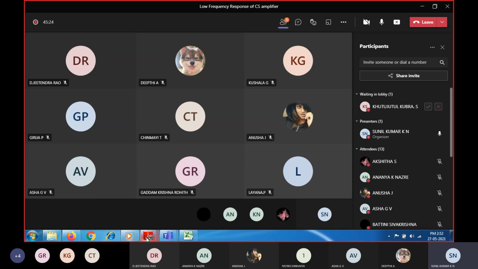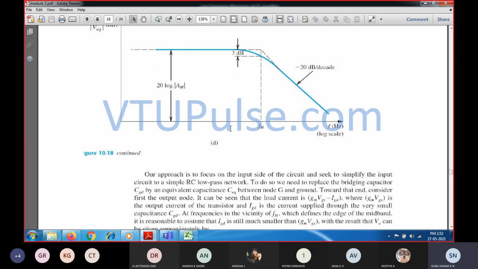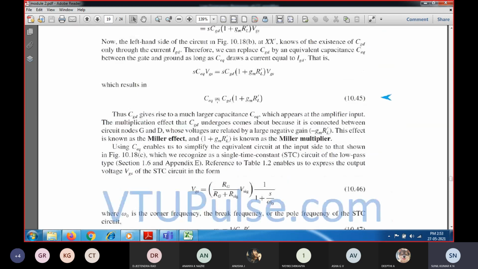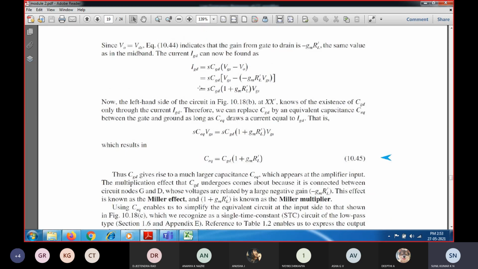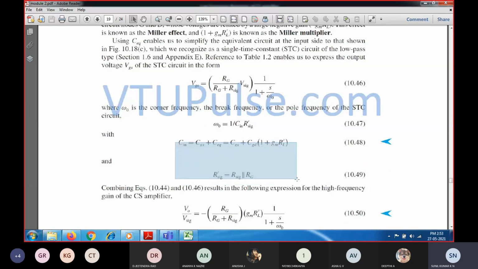This is about the upper cutoff frequency, the higher cutoff frequency curve. This is the midband frequency gain, and as you increase the frequency above FH, you can see the roll off. So how to find this FH? That is nothing but the 3 dB frequency. After finding the capacitance C and R, you can easily find out the time constant that is going to ultimately determine the upper cutoff frequency.